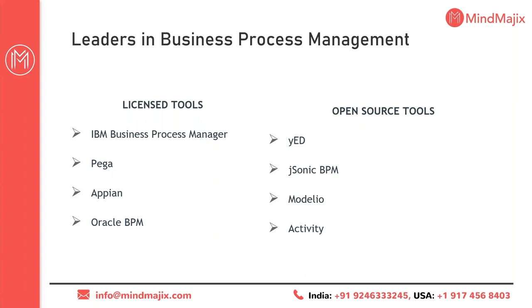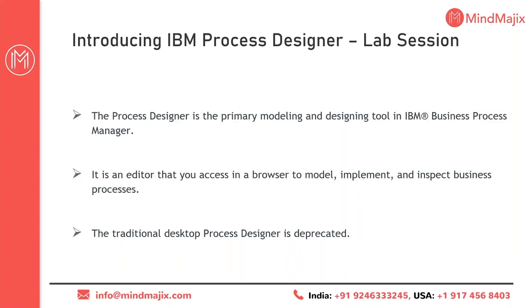Over there, IBM BPM was always at the top, IBM BPM and Pega. These two tools have been there since 2011 and 12. Appian gradually came in. It was in the second quadrant, and it came into the first quadrant gradually in 2017 end. Then Oracle BPM also came in. So these are the four leaders. Then for the open source, we have Yasonic BPM and Modelio.